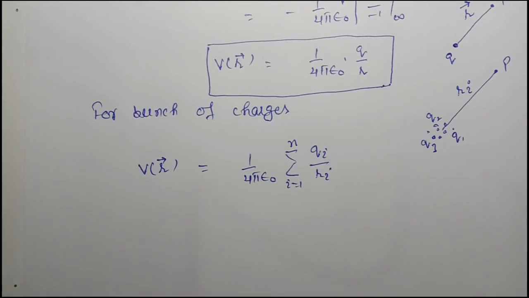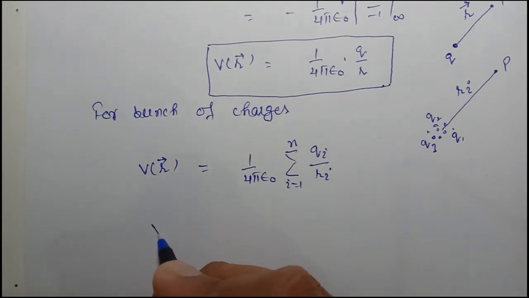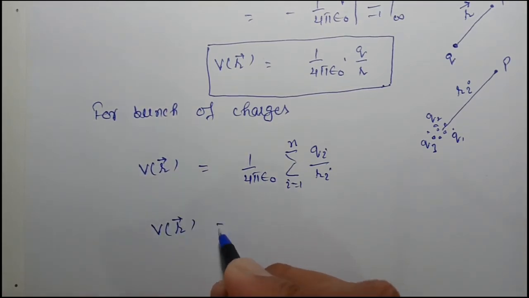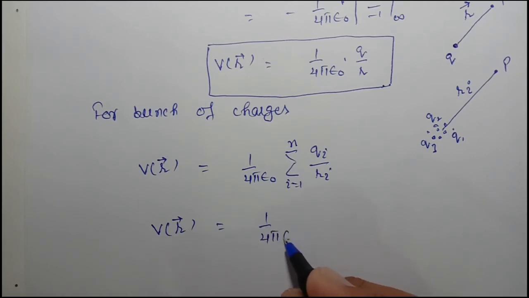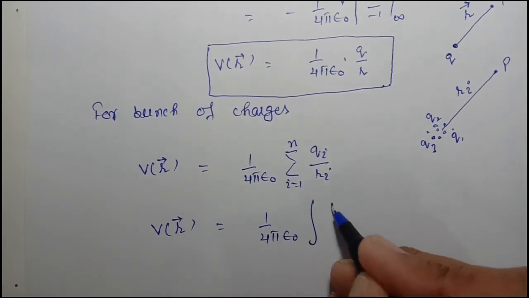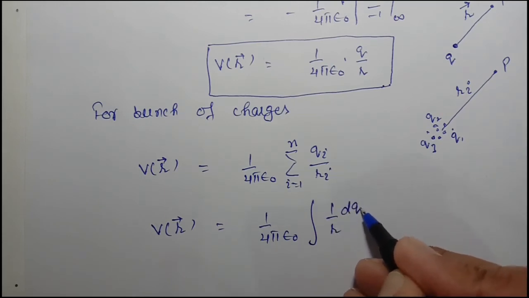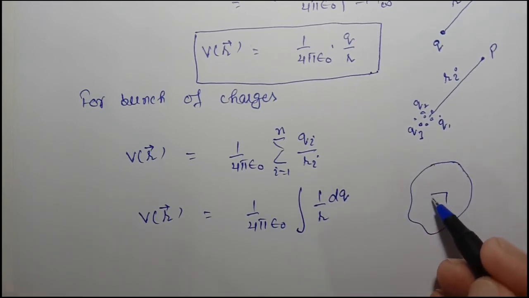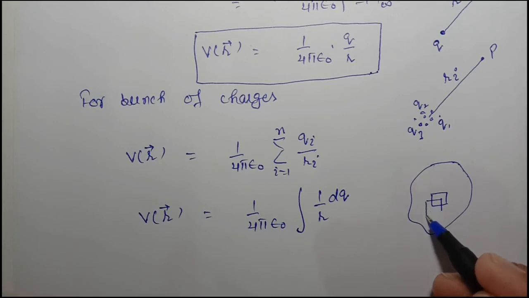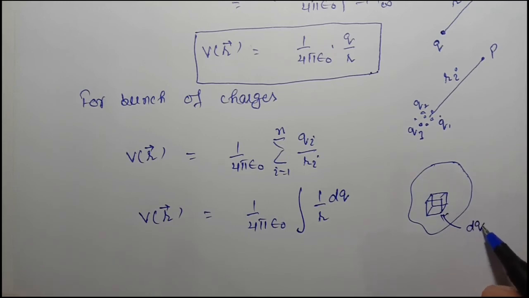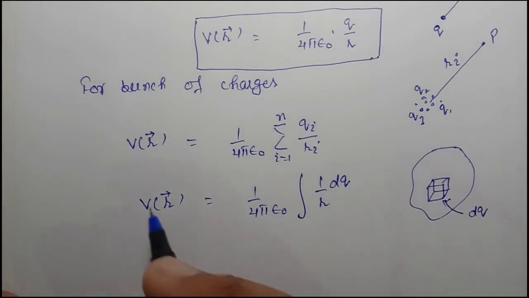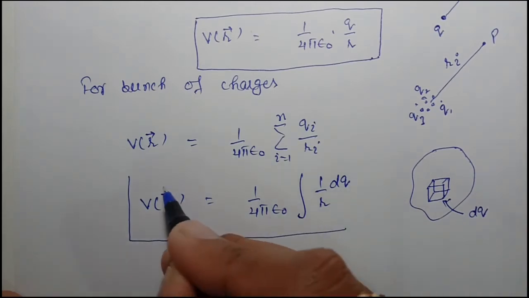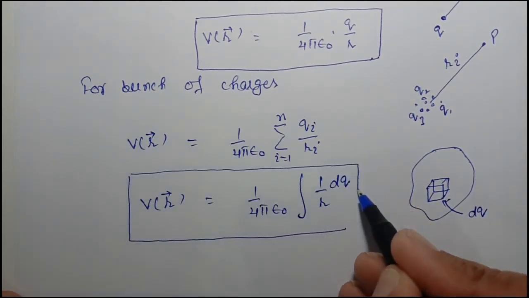Now here when we have continuous charges, then we can write V(r) equals 1 over 4 pi epsilon naught, and we can write the integral of 1 over r dq. So this is the case when we have a continuous distribution of charges, and this is a charge element dq. So this is the case for the localized charge distribution.